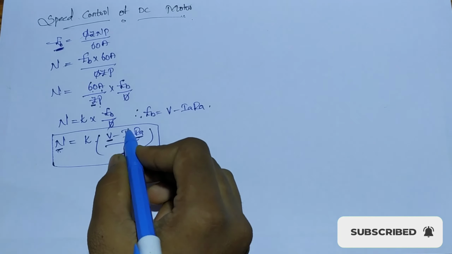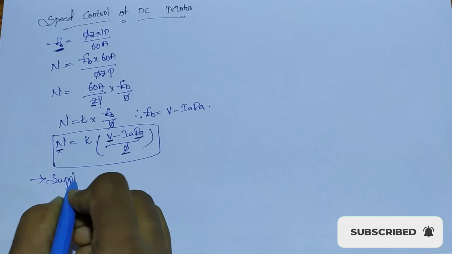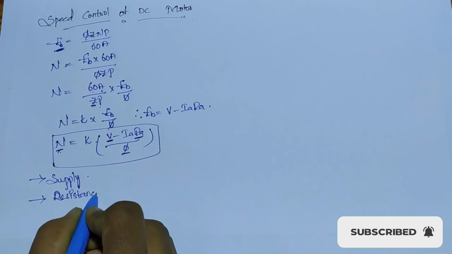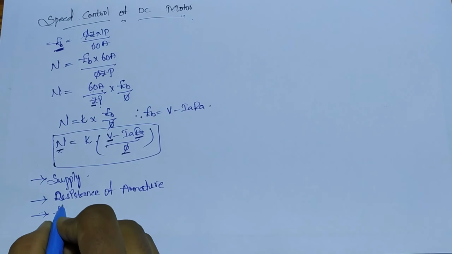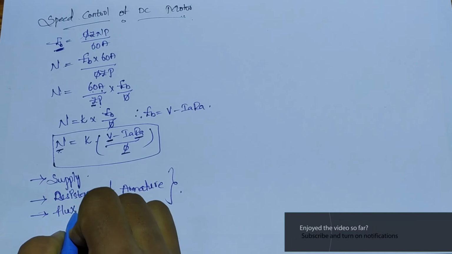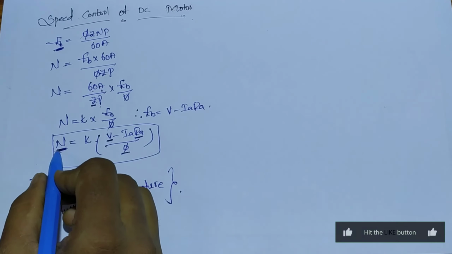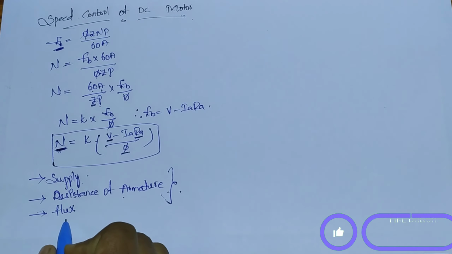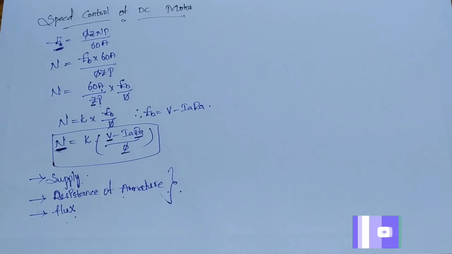So from this equation we conclude that with the help of the supply voltage, the resistance of the armature, and finally the flux, by these three parameters we can control the speed of a DC motor. By varying these three parameters we can maintain our convenient speed of the motor with respect to our application.